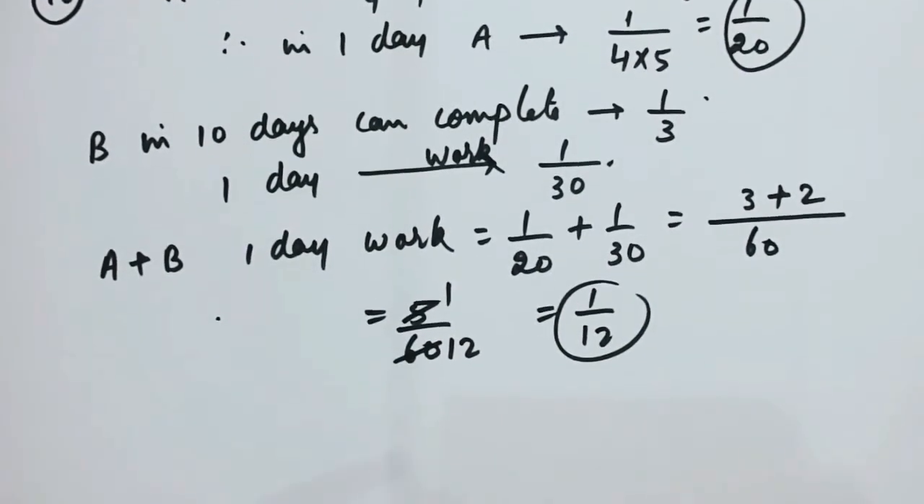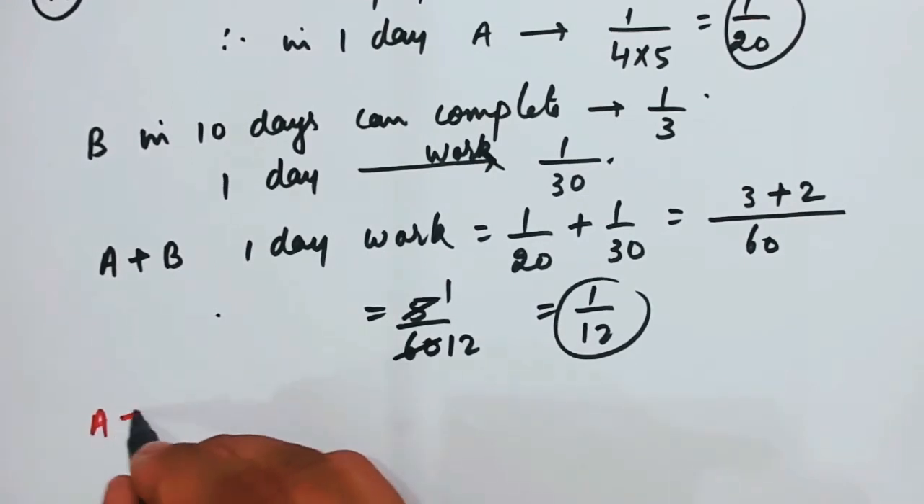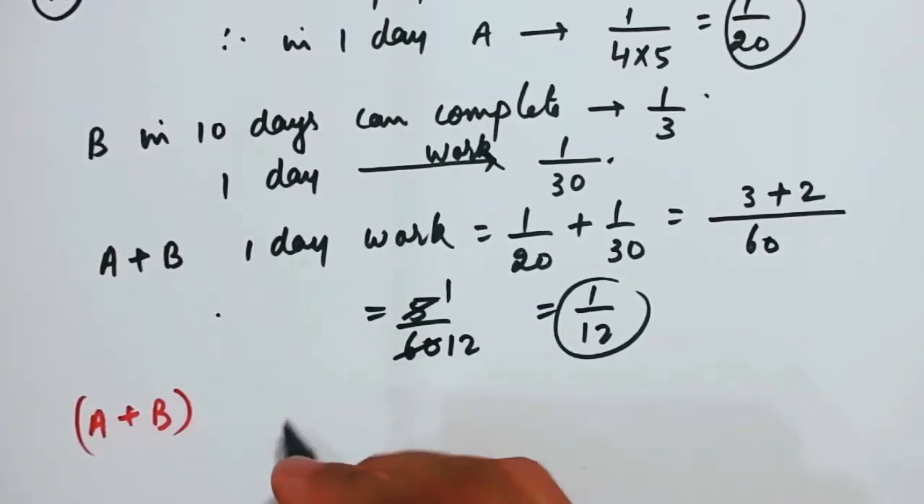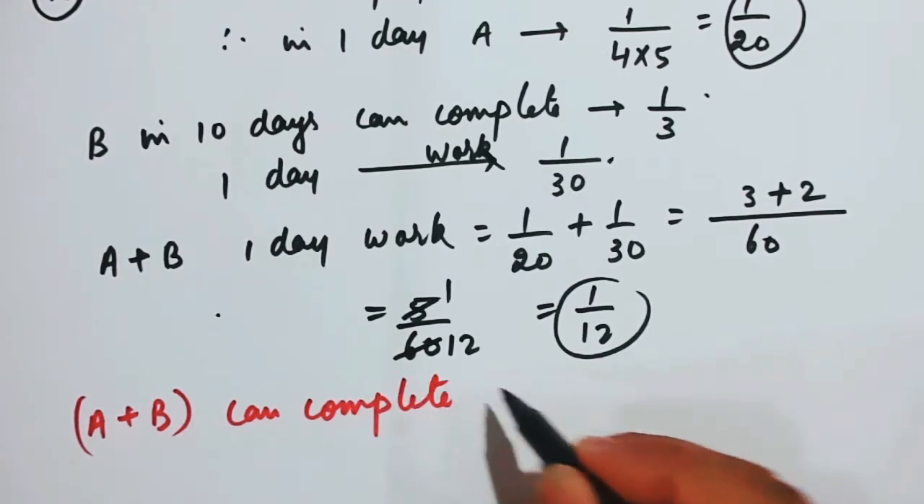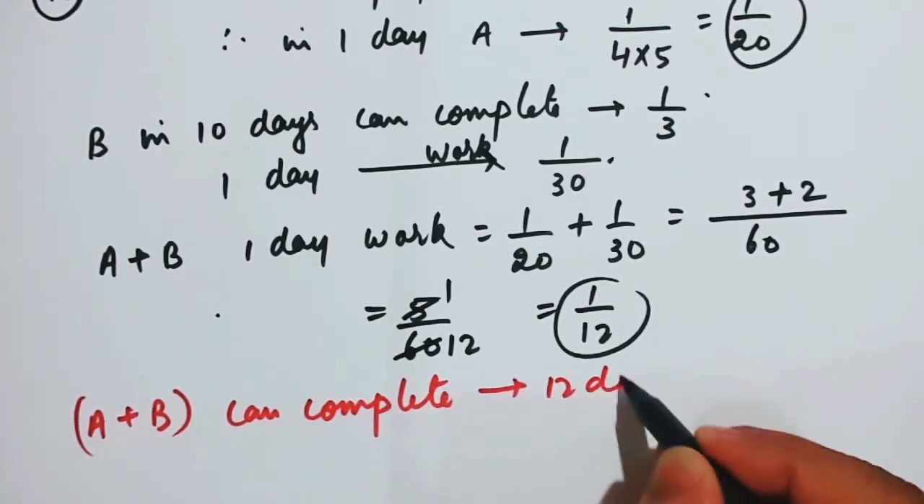Therefore A plus B, A and B working together, can complete the piece of work in 12 days.